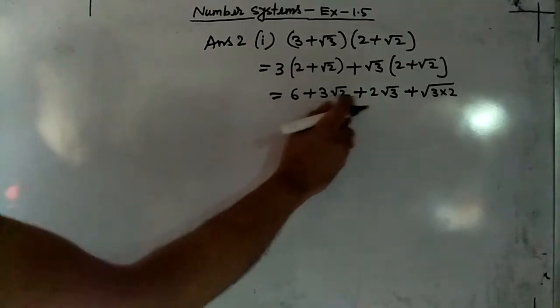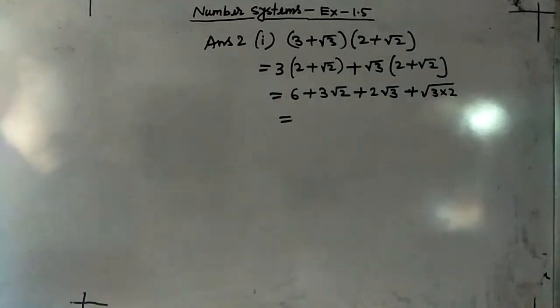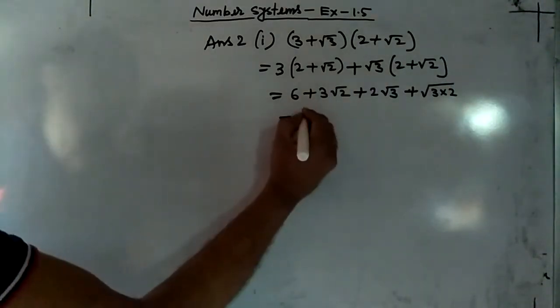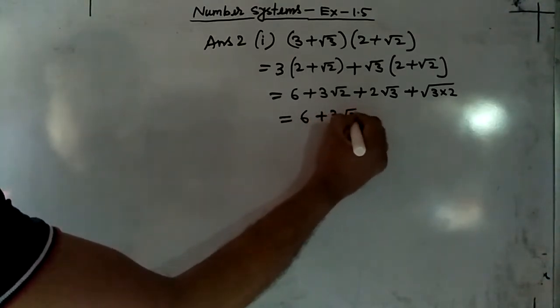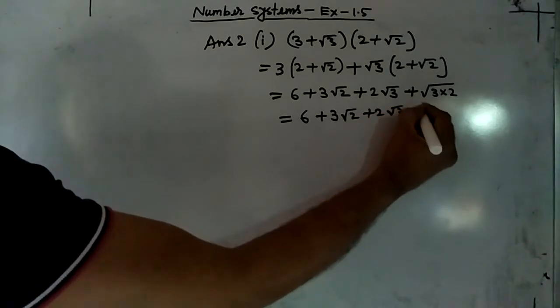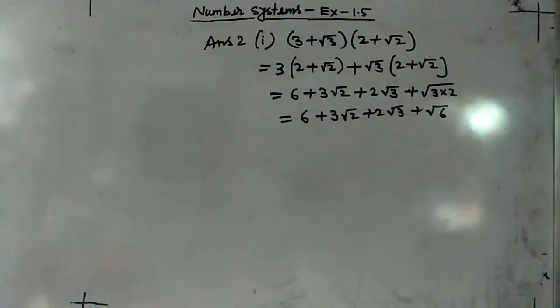Now here all are different irrational numbers, so we can't add or simplify. One more step I'll write for root over 3 into 2: 6 plus 3 root 2 plus 2 root 3 plus root 6. This will be our answer.